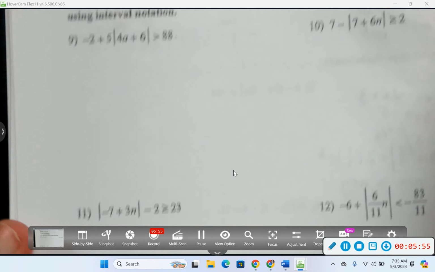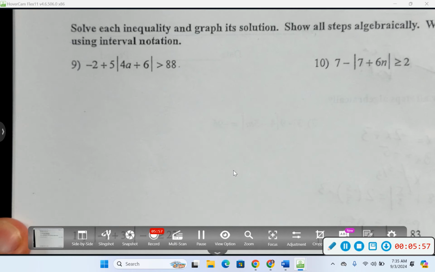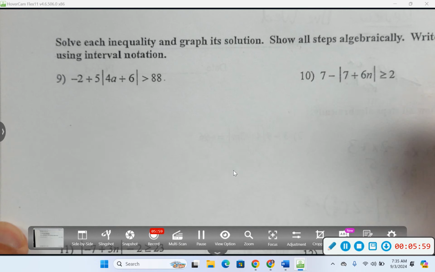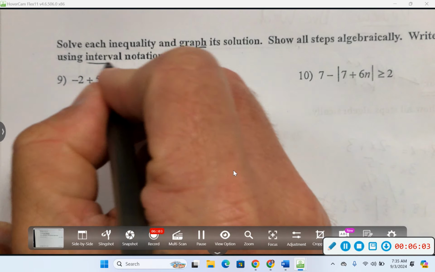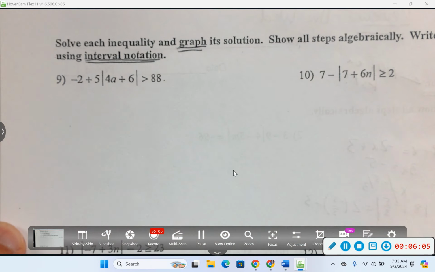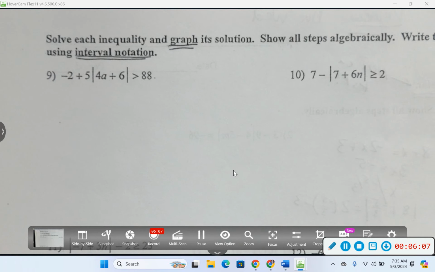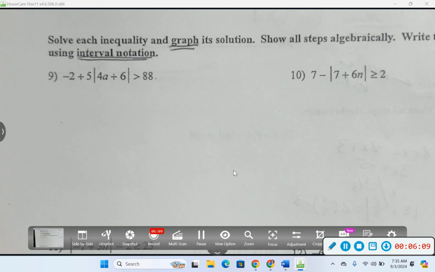Number 9, inequalities. Okay, so some overlap in process, but also some different steps here. And usually with inequalities, we want to graph and interval notation. So make sure you read the directions. I mean, that's what they're going to be. Graph it and show it in interval notation.